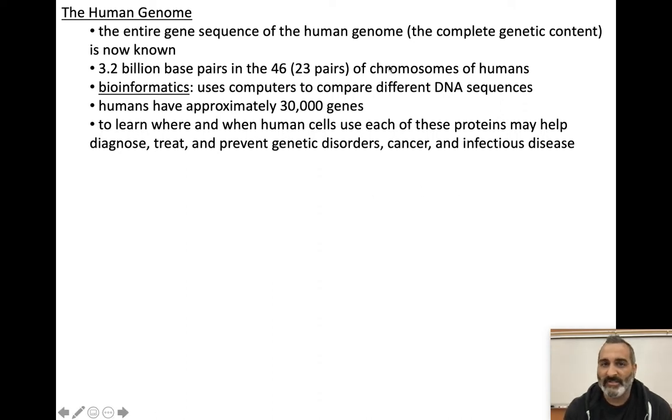You have 46 chromosomes, 23 pairs. You have 3.2 billion base pairs. That's a lot of pairs of DNA. Bioinformatics, what you're going to start seeing in the future of science, is computers doing simulations, basically, of what kind of proteins you are going to make based off of this DNA sequence. So that's called bioinformatics, using computers and programming to help figure out what's happening biologically.